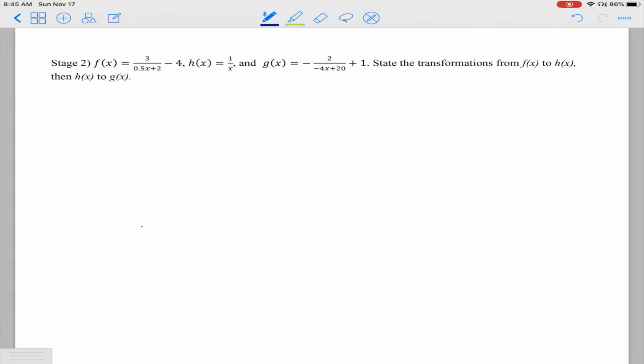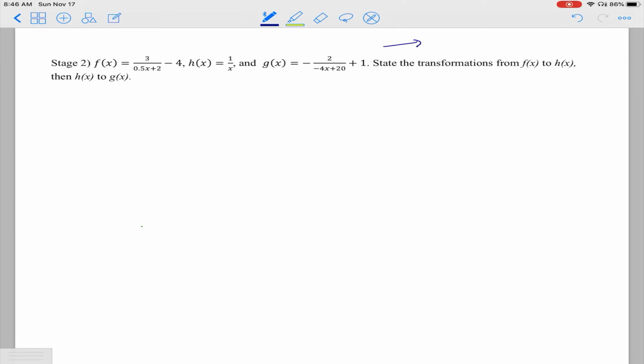So this is level 2 stage 2 transformation. Please make sure you go watch level 2 stage 1 and level 1 stage 3 in order to have a better understanding of stage 2. I will put the link on the top right corner over there somewhere. Please go watch if you haven't watched it. So let's take a look at stage 2.